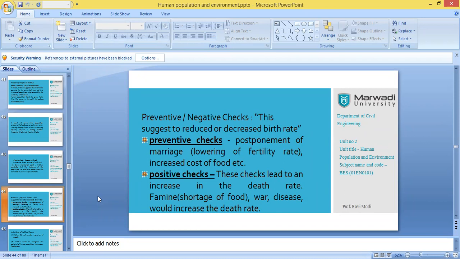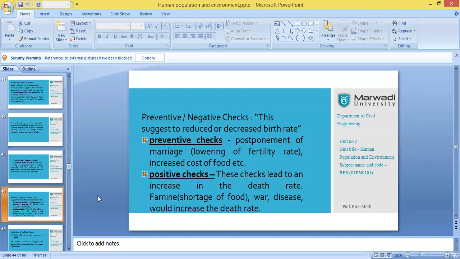It can be done by postponement of marriages, which will lower the fertility rate, or by increasing the cost of food, because people will not be able to afford the food. People will not be able to afford the living. So they will directly or indirectly reduce the birth rate.